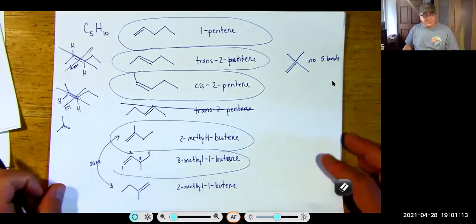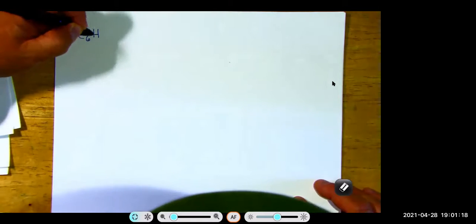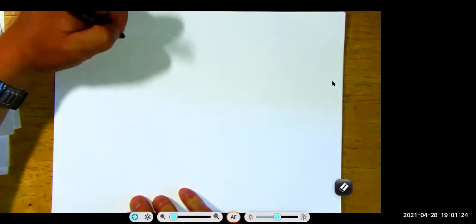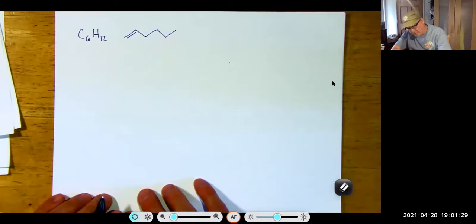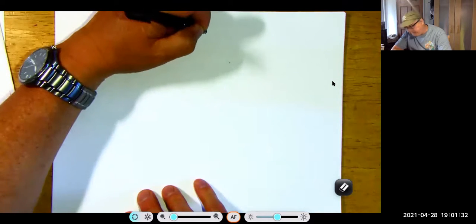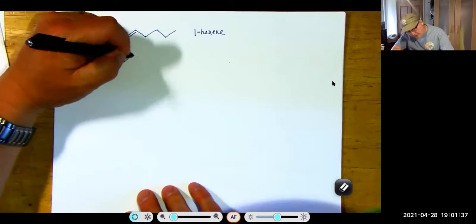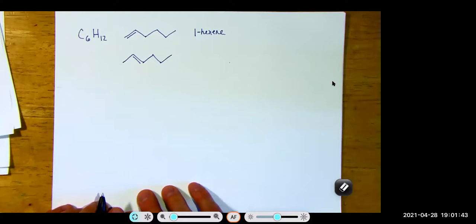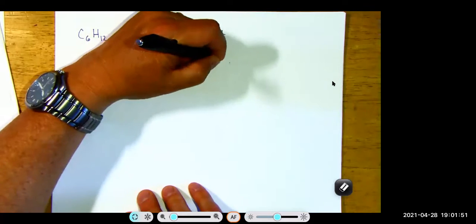Let's try one more of these. C6H what? 12. So what's the one we're going to start with? Just the regular hexane. That one right there. 1-hexene. Now we're going to move that double bond. And what do we have now? 2-hexene. Trans 2-hexene.